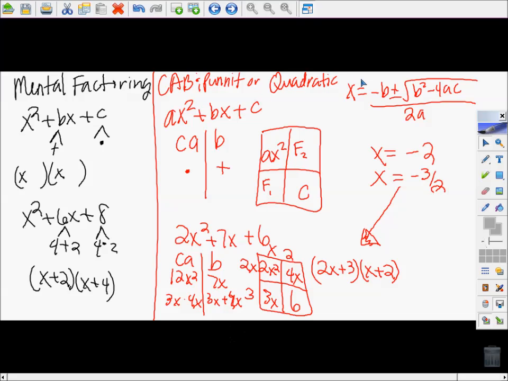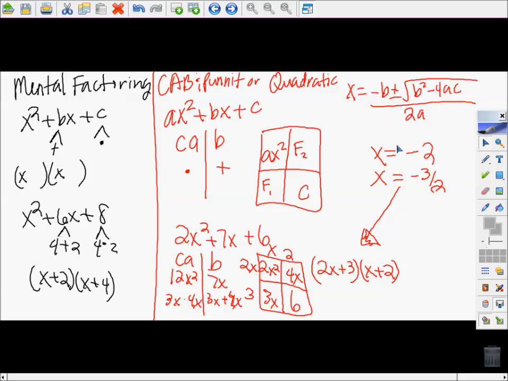Now, if you're more of a computational person, you can use the quadratic formula. Here you go: x equals negative b plus or minus the square root of b squared minus 4ac, divided by 2a. Do y'all remember that? Yes. Okay, that's where you take your a, your b, and your c, and you plug it into the formula. By the time you get through plugging in, you're going to end up with x equals negative 2 and x equals negative 3 divided by 2.